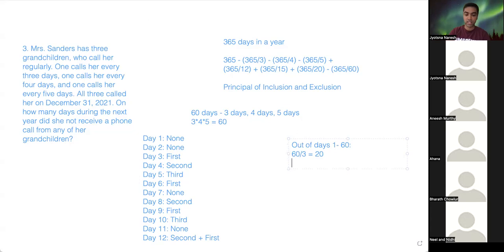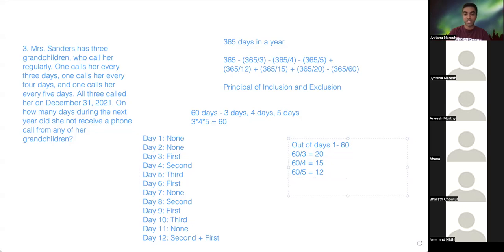What about the second grandson? How many times do they call? He will call 15 times. Good. That's 60 divided by 4. What about the third one? 12. Good. 60 divided by 5 is 12.